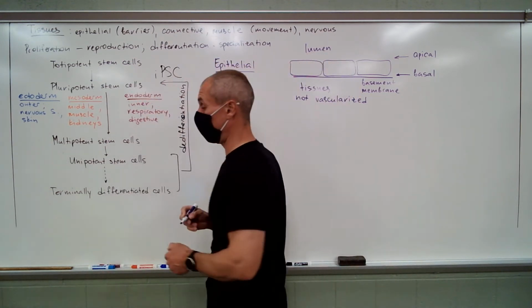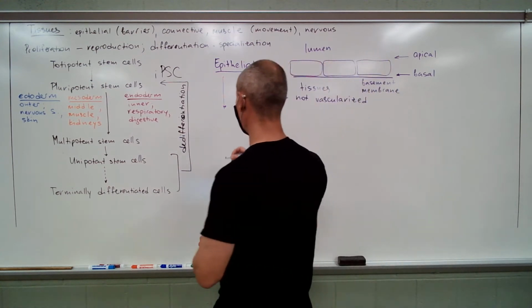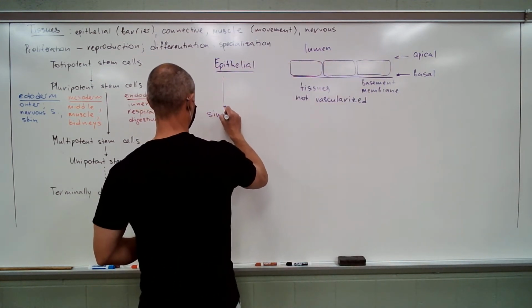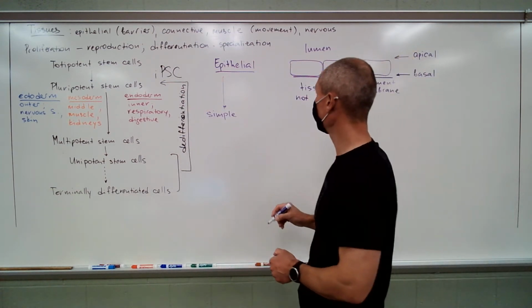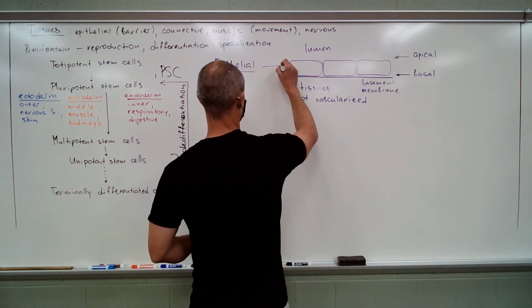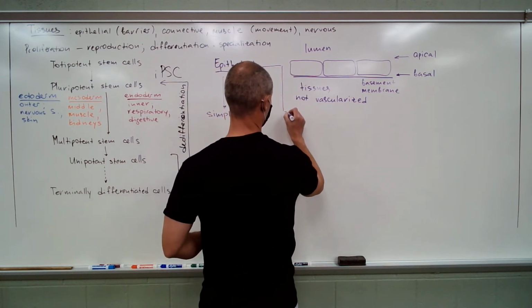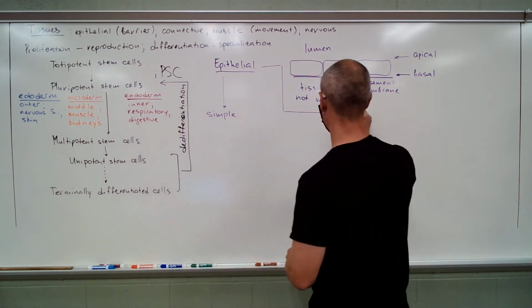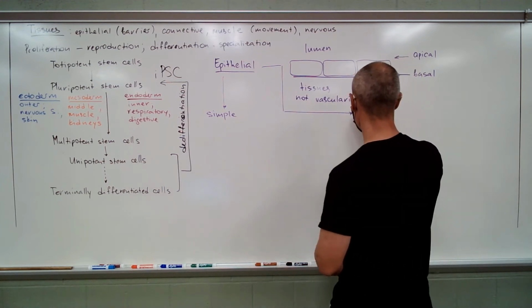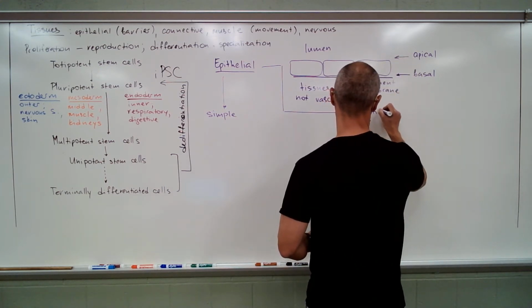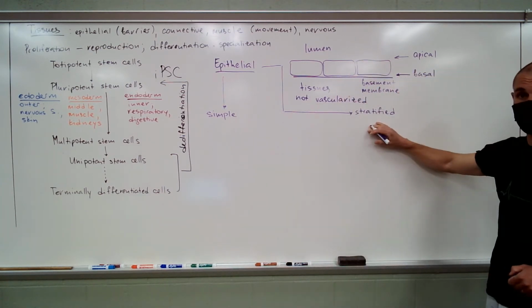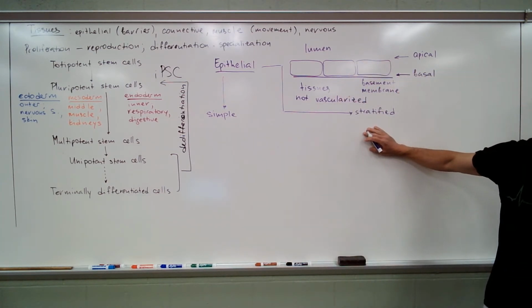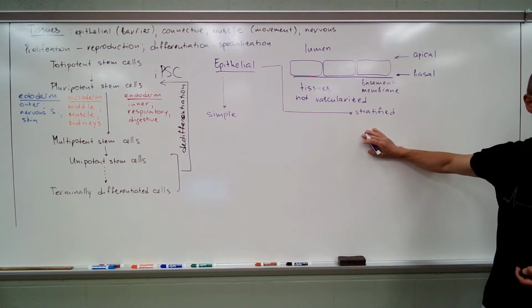So you can classify epithelium based on the number of layers. If you have one layer, the epithelium is simple. Okay? If you have more than one layer, epithelium is stratified. Okay? Meaning that there are strata, layers. Okay? Does that make sense?